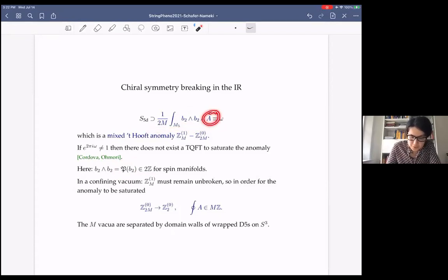Actually, the only way to do this is that the periods of A are multiples of M. So in this way, we see that the Z_{2M} zero-form symmetry now needs to break further to Z_2. And that's basically chiral symmetry breaking coming from this topological coupling in the supergravity, upon just following the logic that this 't Hooft anomaly needs to be matched with a TQFT in the IR.